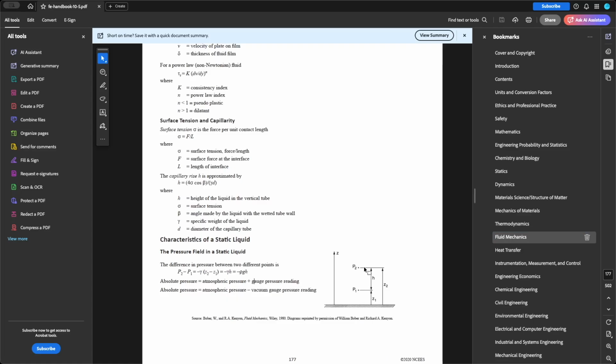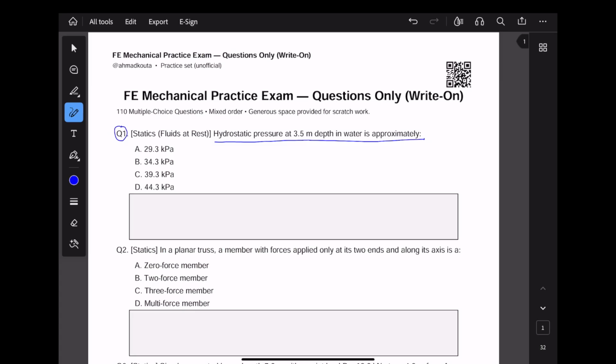Now, because P2 equals 0, then the equation P2 minus P1 becomes 0 minus P1 equals minus rho GH. We cancel the minus signs on both sides, and we will have P1 equals rho GH. Back to the problem. Now 3.5 meter depth is denoted as H, and the pressure P at this level of depth is rho GH, which is the same as the P1 we saw in the diagram, but now it's the only pressure we have, so I'll just keep it as P.